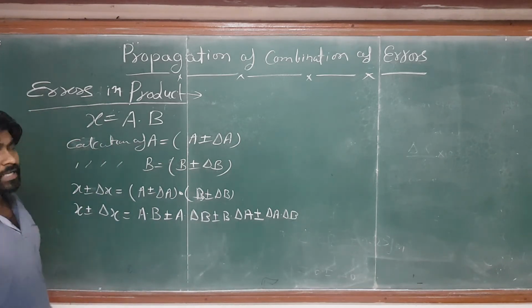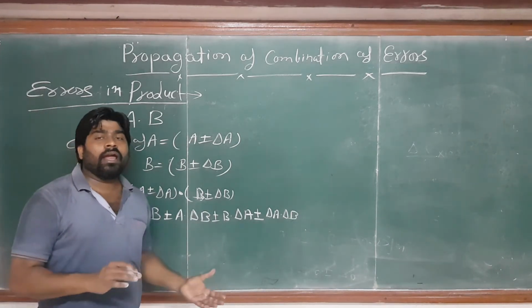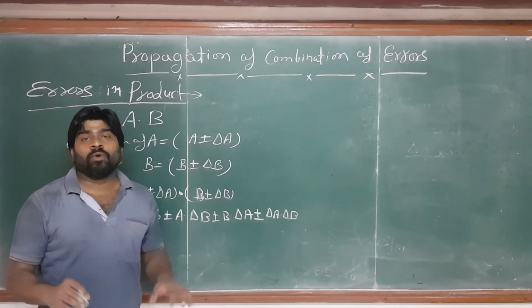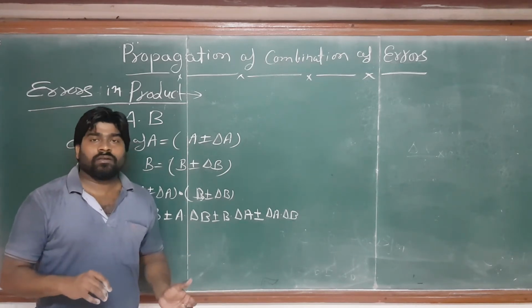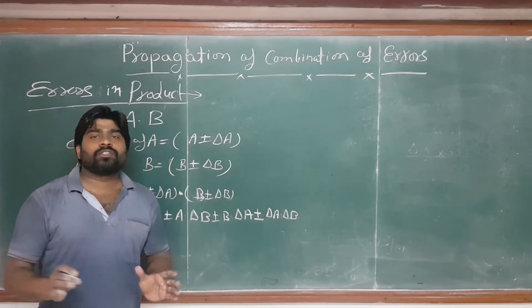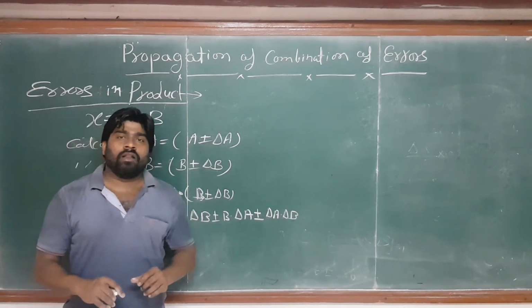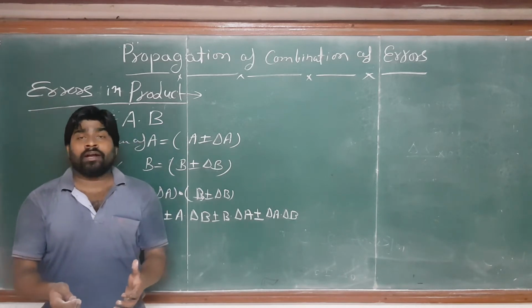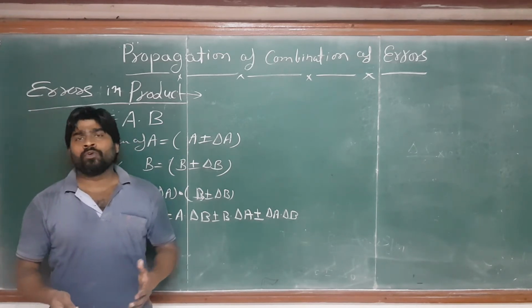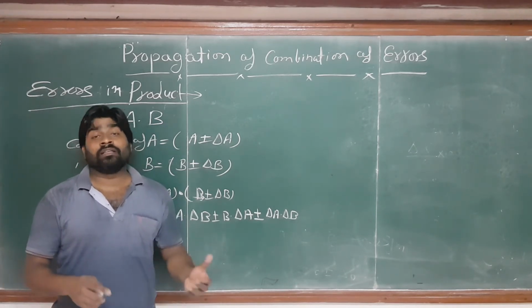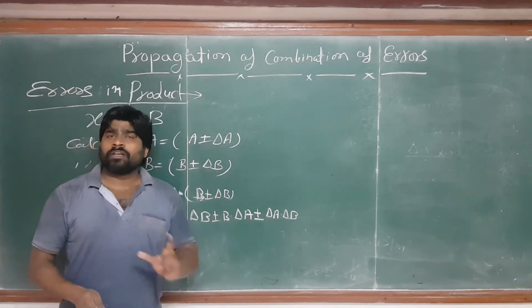Now see this, as I told you, the quantity A and the quantity B is a large quantity, but their errors, the del A and del B, will always be small. You can imagine, if you have a 100-meter length of cloth and you want to find the error in it, that error would be only 0.1%, or less than 1%. So it is very small.